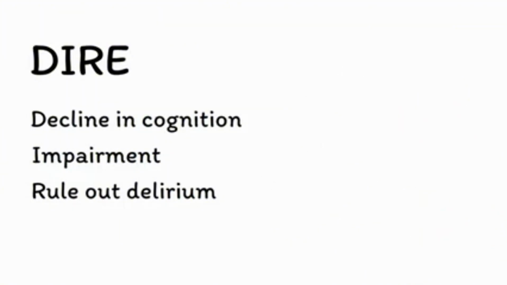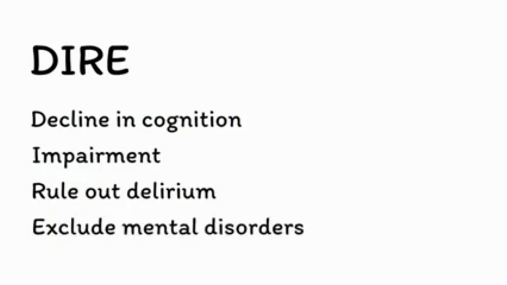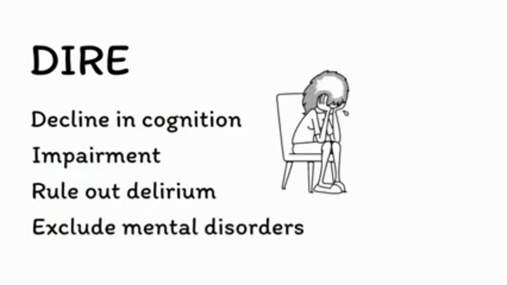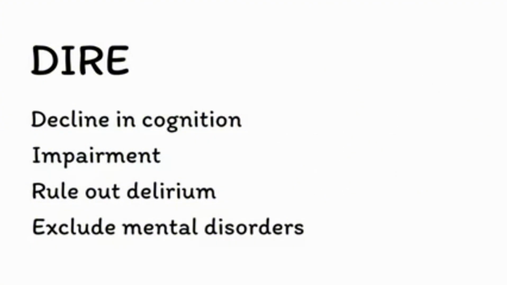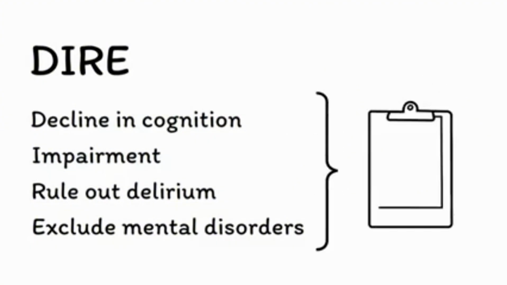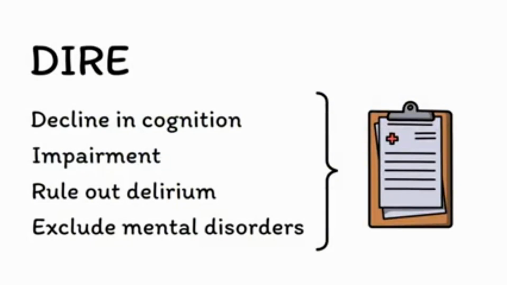Finally, you need to make sure to exclude other psychiatric conditions like depression and schizophrenia as possible causes. These disorders can sometimes mimic dementia as well, especially in the elderly, where symptoms like impaired concentration or lack of motivation can easily be mistaken for dementia. Provided you have done all these things, however, a diagnosis of dementia is appropriate.